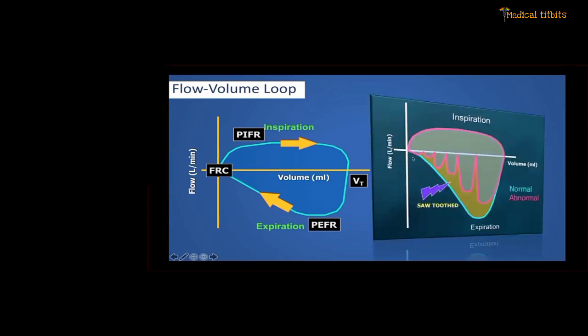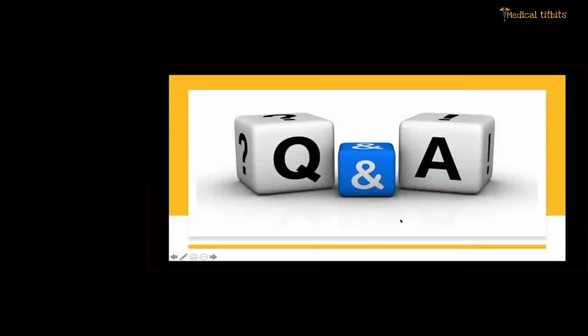Sometimes you'll get a sawtooth appearance like this, which will show that there is water trapping, and a scooped out appearance shows that there is severe obstructive lung disease. So all these can be interpreted from the graph itself.